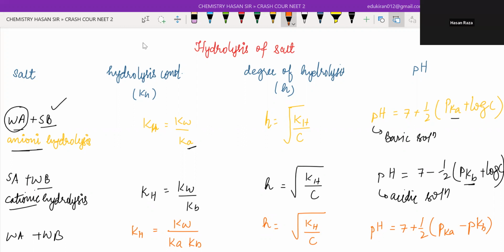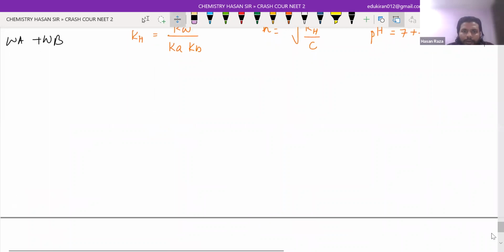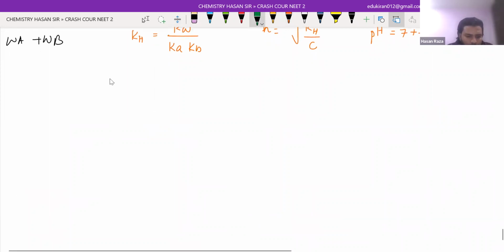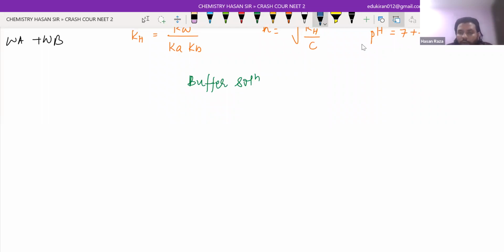Now moving to the next part, that is solubility product, buffer solution. See, what is a buffer solution? A solution which resists change in its pH when you mix in a very small amount of either acid, base or solvent. That solution is known as a buffer solution.